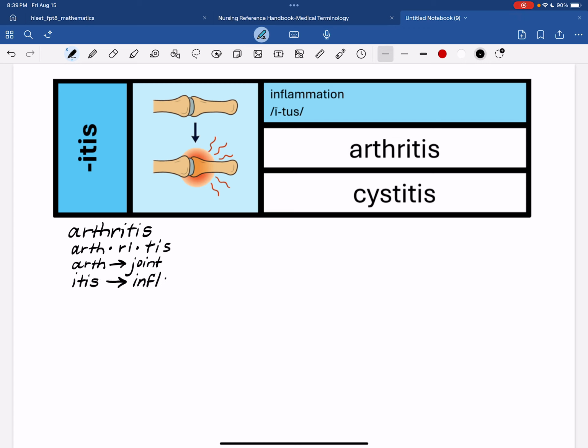So arthritis is defined as inflammation of a joint. A joint is a place where two bones come together. So inflammation of a joint.